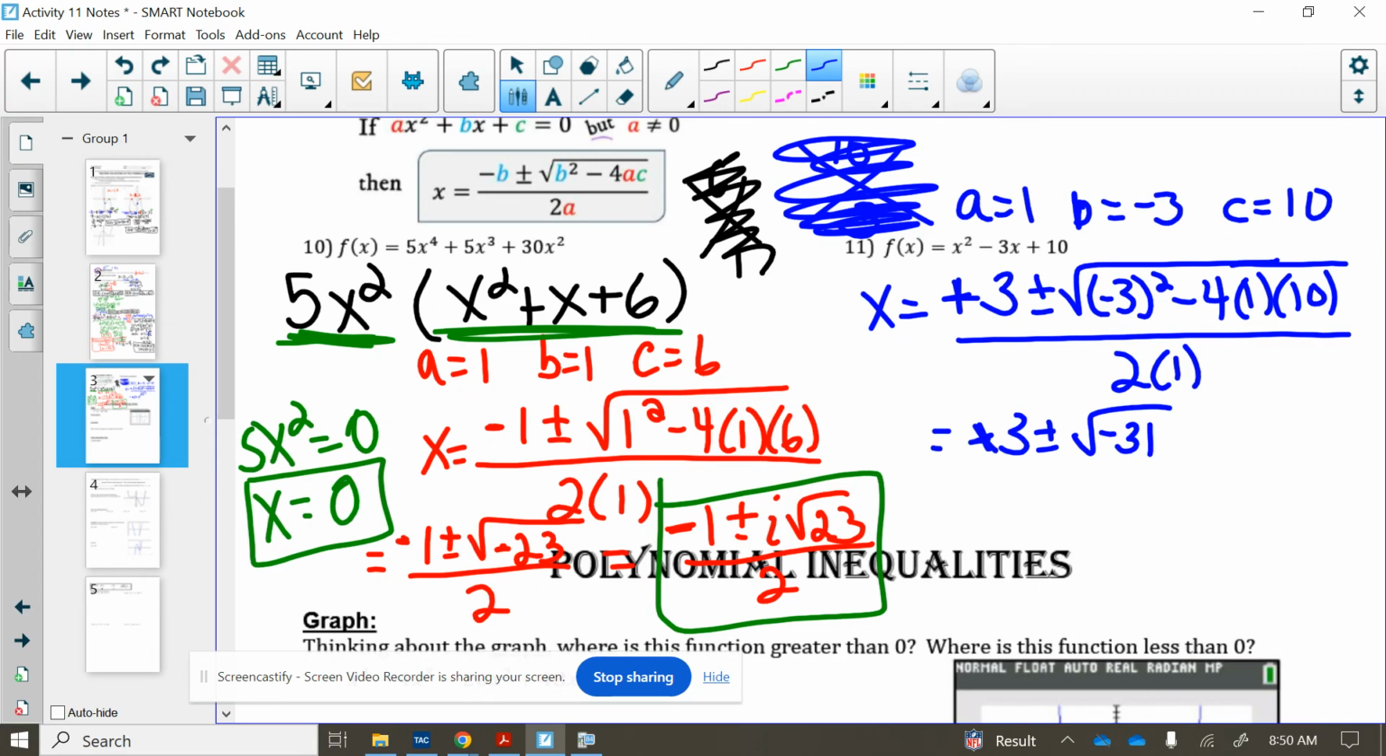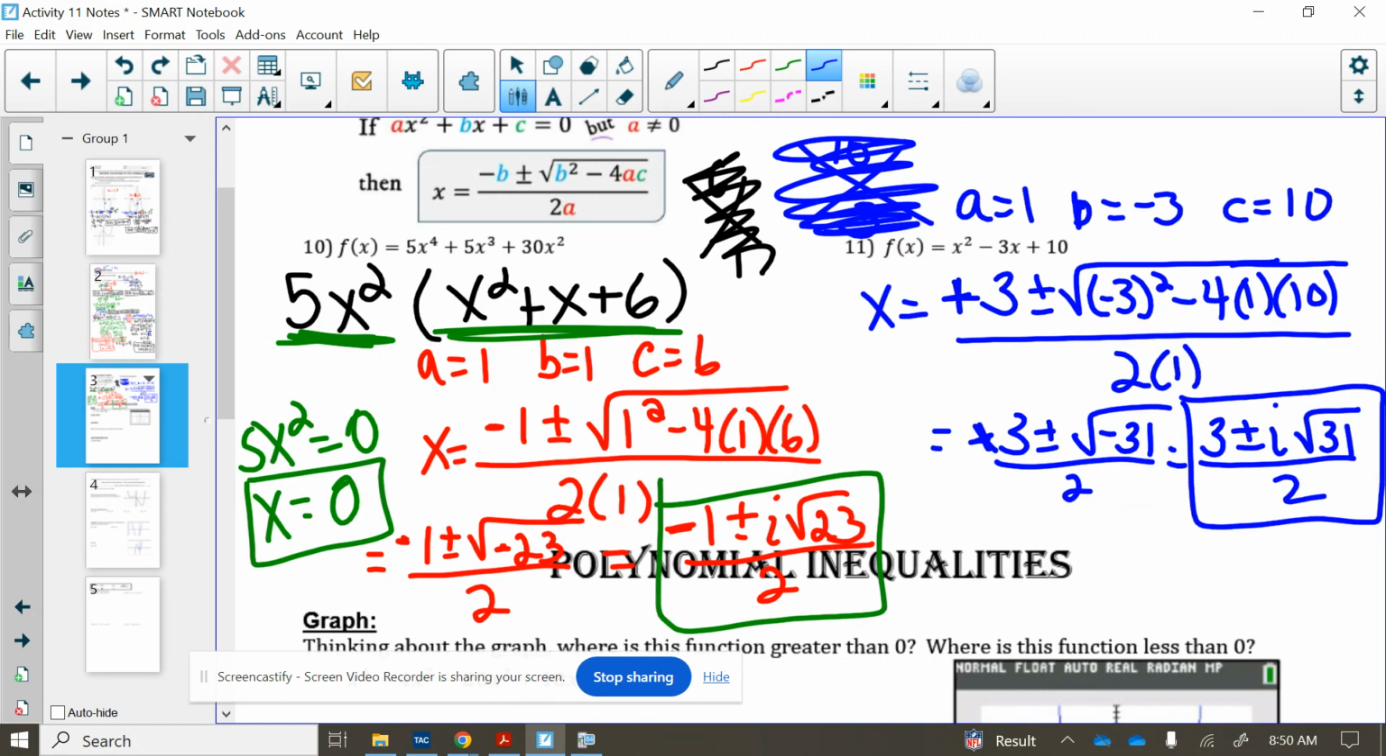which this time is negative 31. And again, we are able to this time move out that i and get square root of 31, just that piece. So both of these would be imaginary zeros. 3 plus i square root 31 divided by 2, or 3 minus i square root 31 over 2.